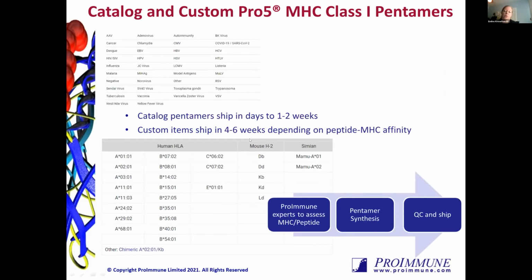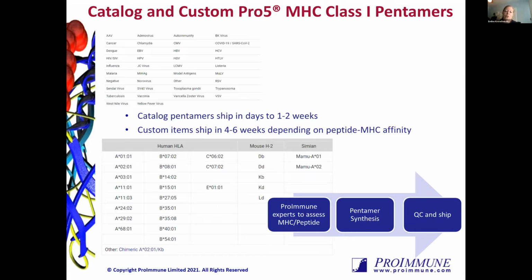So as I mentioned, we do have both catalog specificities and we do provide custom. Our catalog is quite extensive and we have a range of different antigens available, whether those are cancer antigens or viral antigens, as we've heard, as well as model antigens and autoimmunity. Those catalog items typically ship out in 1 to 2 days to 1 to 2 weeks, just depending on that specific sequence. And again, if we don't have your sequence of interest, we can make a custom at no additional charge.